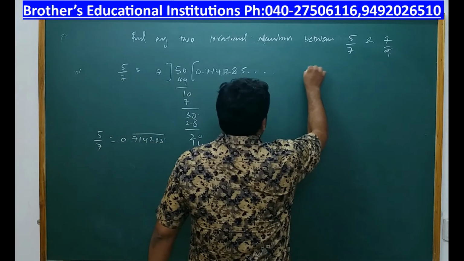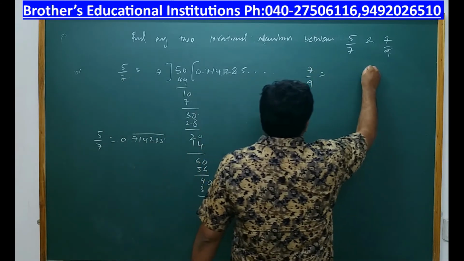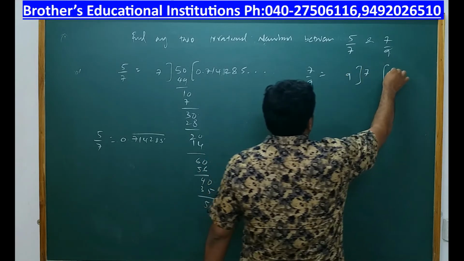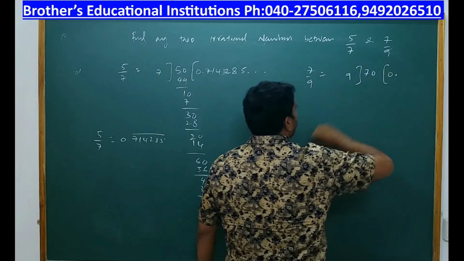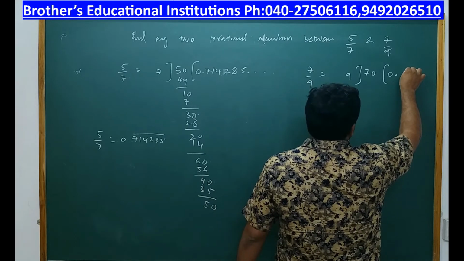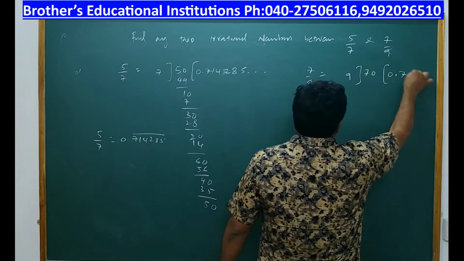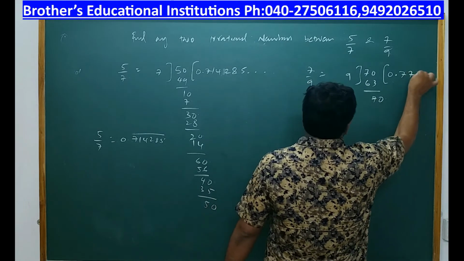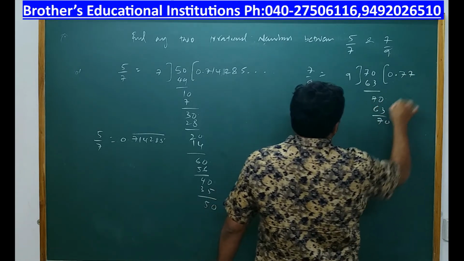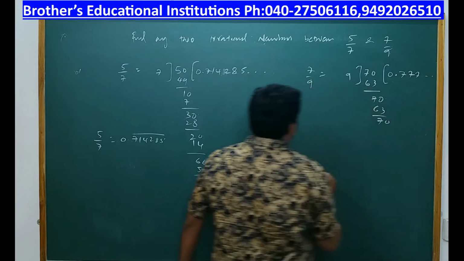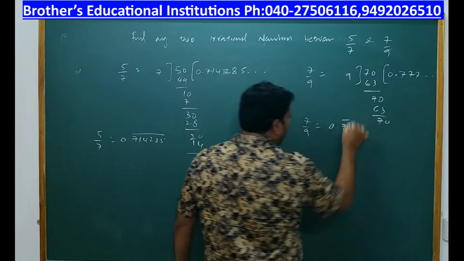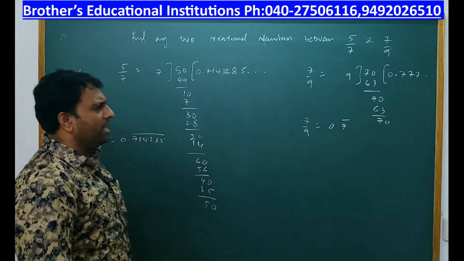Let us see what 7 by 9 is. You divide 7 by 9. What will you get? You have a 0 point, put a 0 here. 9 sixes are 54, 9 sevens are 63, 63 followed by again 7, 0, 9 sevens are 63, 7, 0, it goes on and on. So 7 by 9 is equal to 0.7 bar. It is a non-terminating, recurring decimal.